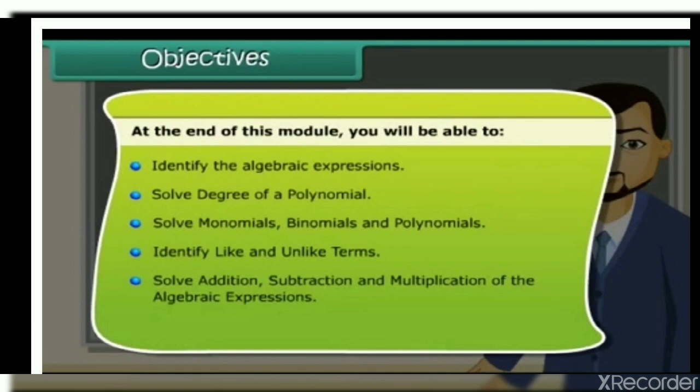The objectives of this chapter are that you will be able to identify algebraic expressions, find the degree of a polynomial, identify monomials, binomials and polynomials, identify like and unlike terms, and perform addition, subtraction and multiplication of algebraic expressions.